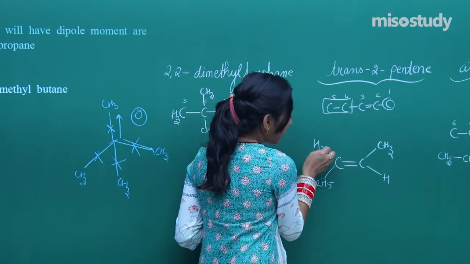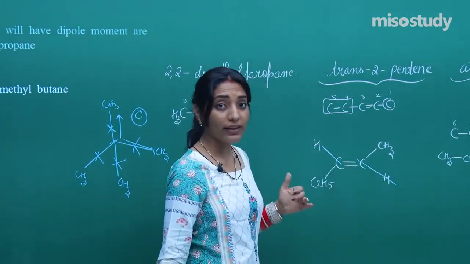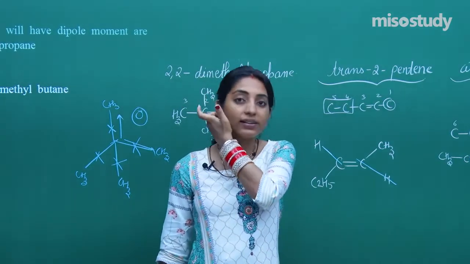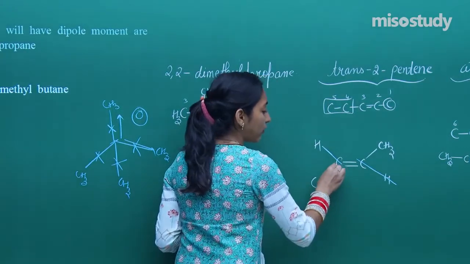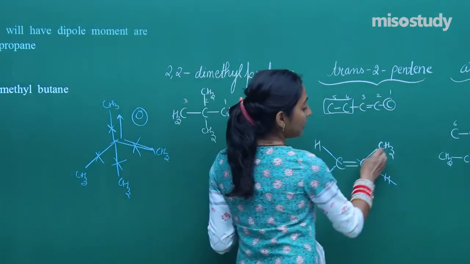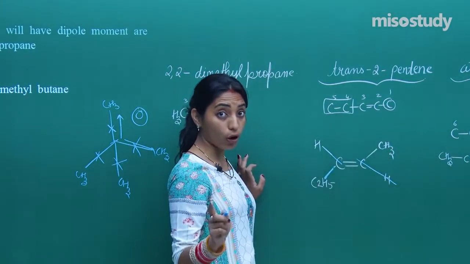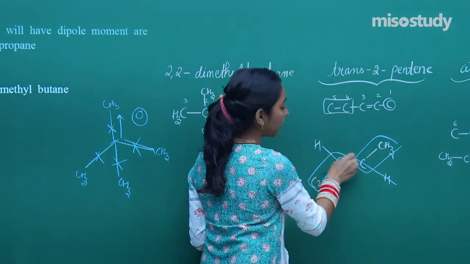Now see, this dipole moment and this dipole moment will cancel out because both of them are in the opposite direction and are exactly the same. But when I talk about this C2H5, we have a C2H5 bond on one side and a CC bond on the other. So the dipole moment will not cancel out because the polarity of this bond and this bond is not the same.